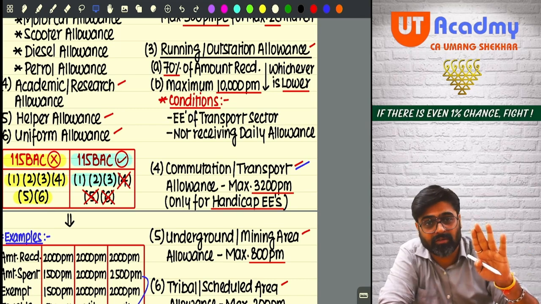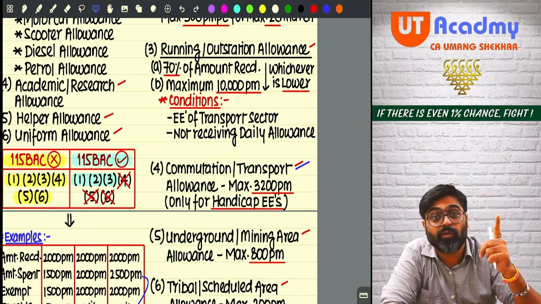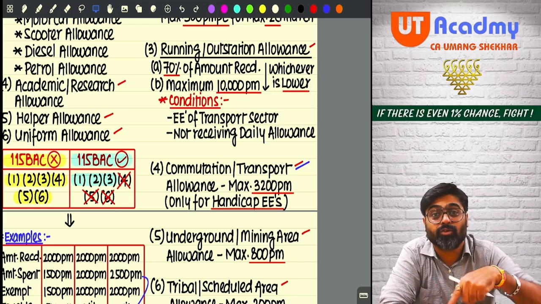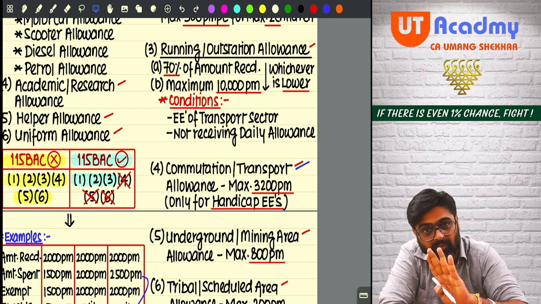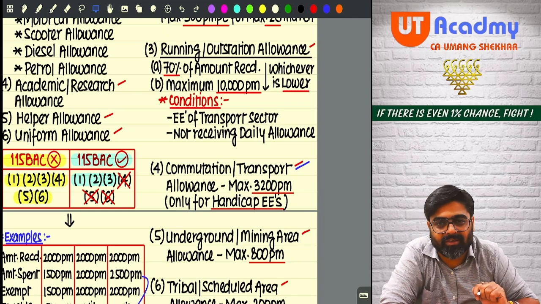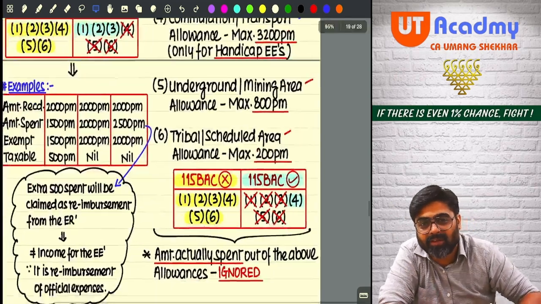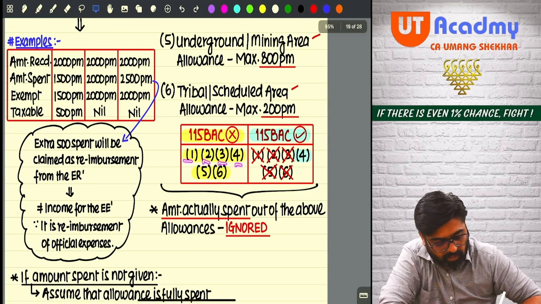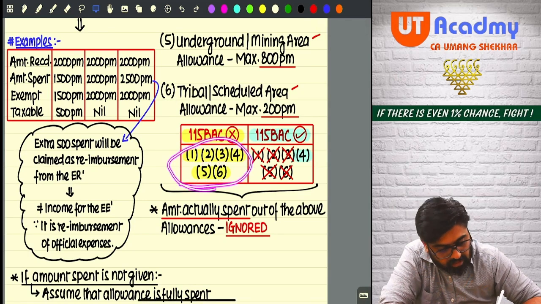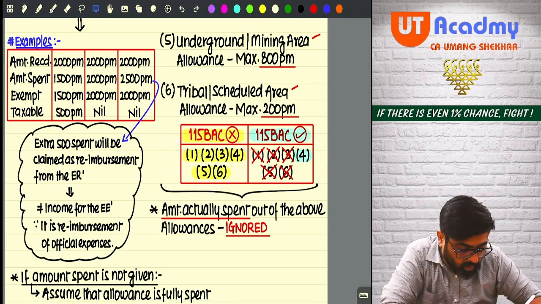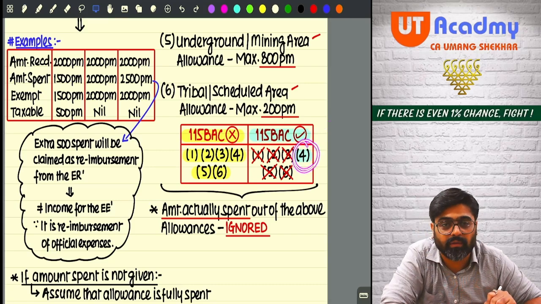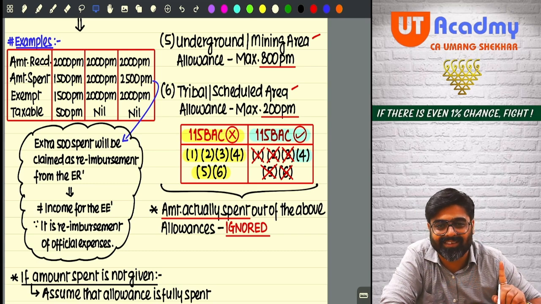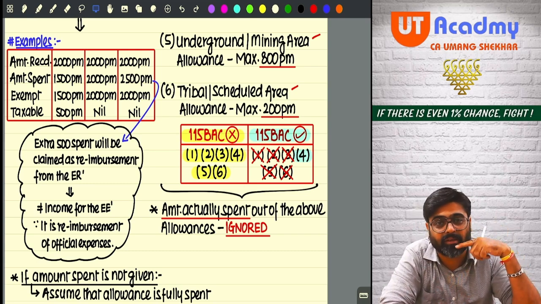All the other allowances will be fully taxable if you are following 115BAC. So these exemptions, these limits will be applicable, exemption will be available only if you shift out of 115BAC. Getting my point? See, I have written 1, 2, 3, 4, 5, 6. For all these allowances, you will get the exemption if you are not following 115BAC. But if you are following 115BAC, you will get the exemption only for the fourth one, transport and commutation. All the other allowances will be fully taxable.